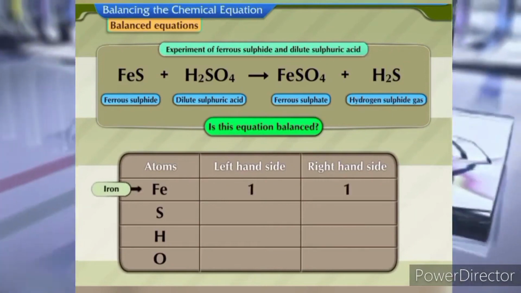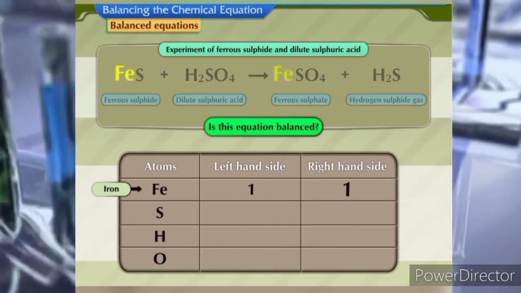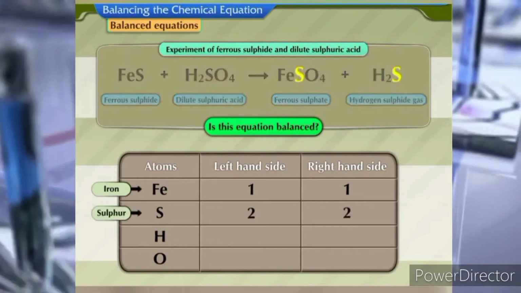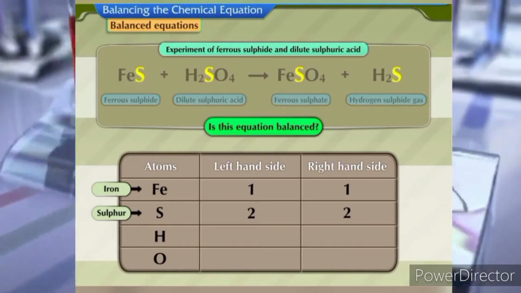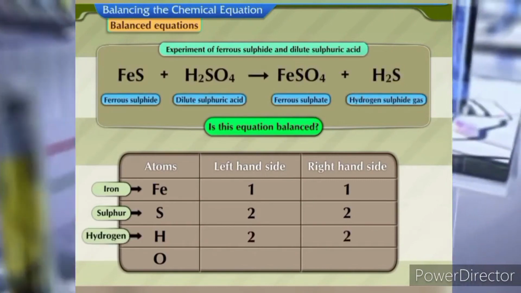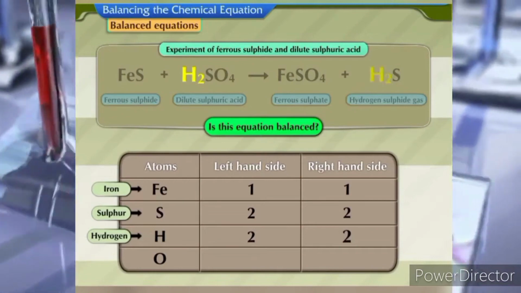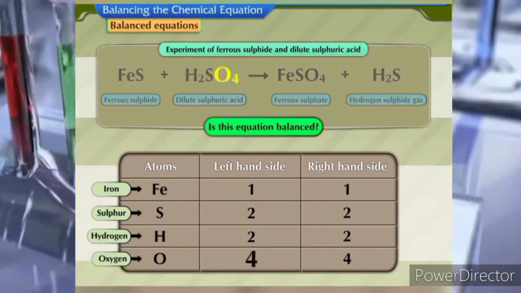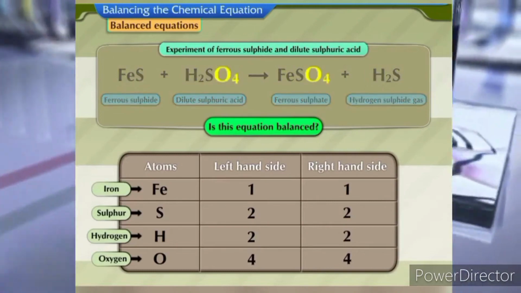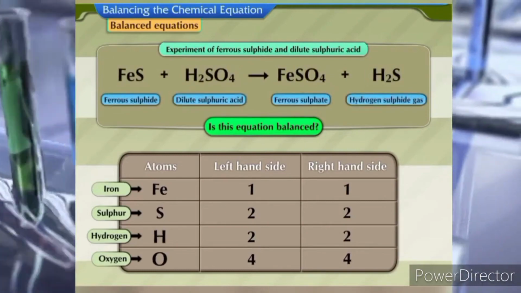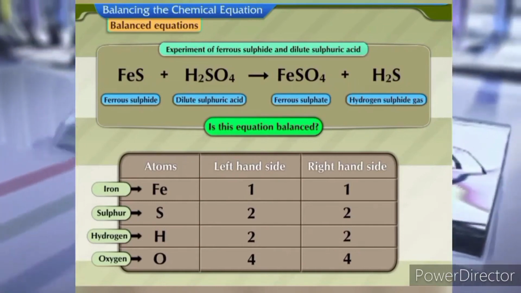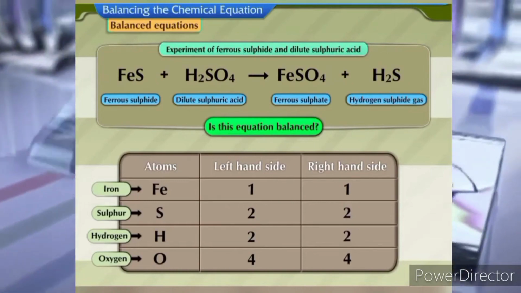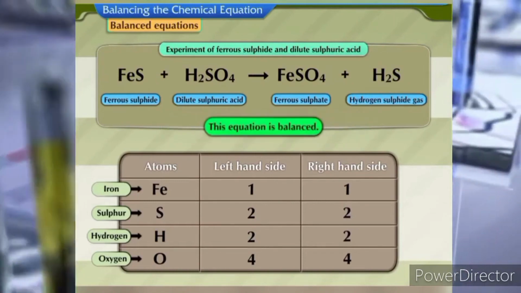There is one atom of iron on the left-hand side and the right-hand side of the equation. There are two atoms of sulfur on the right-hand side and the left-hand side. There are two hydrogen atoms on the left-hand side and the right-hand side. And there are four oxygen atoms on the left-hand side and the right-hand side. The number of atoms of each element on the left-hand side is equal to the number of atoms of each element on the right-hand side. Hence, this equation is balanced.